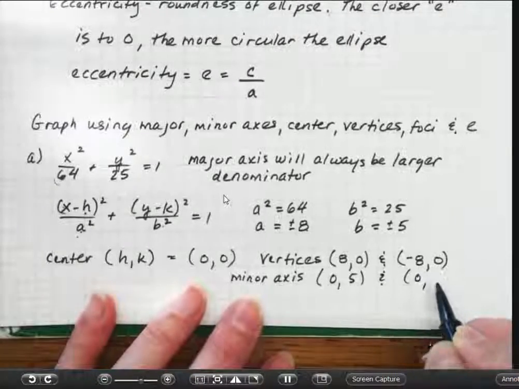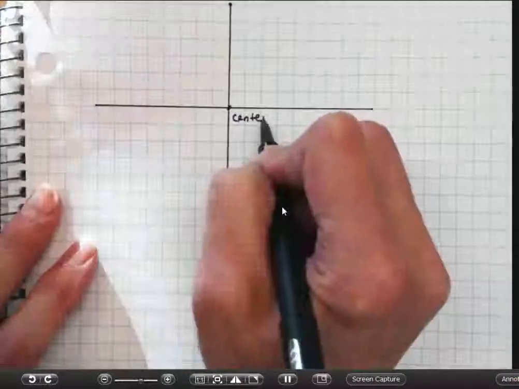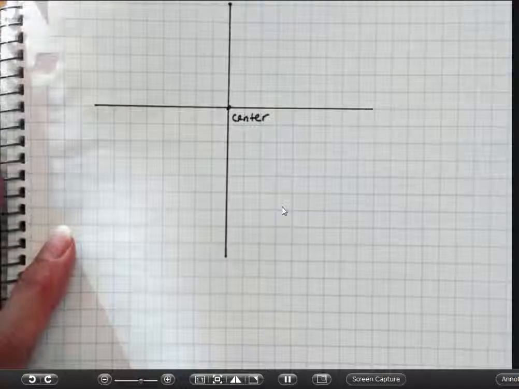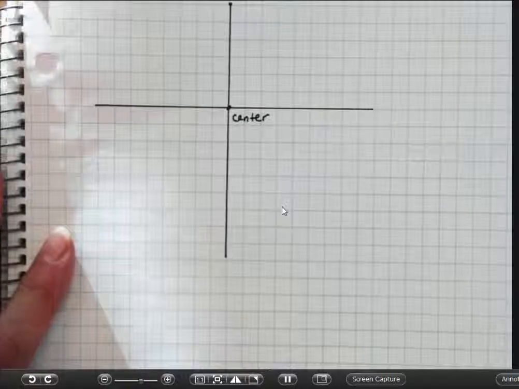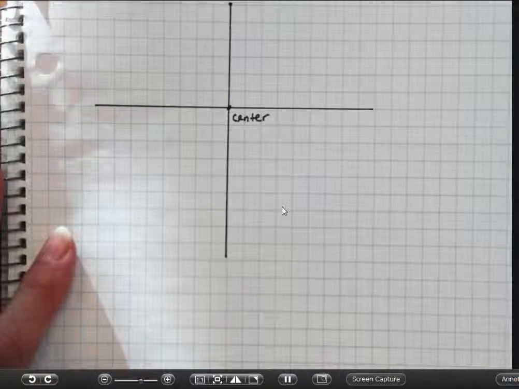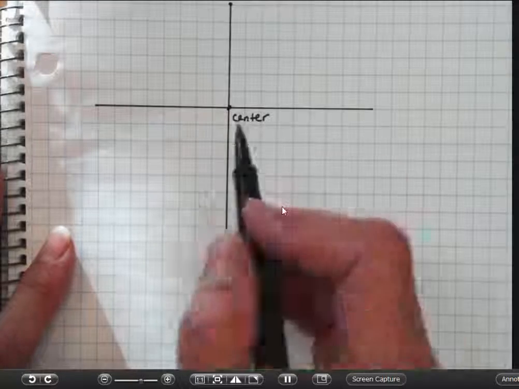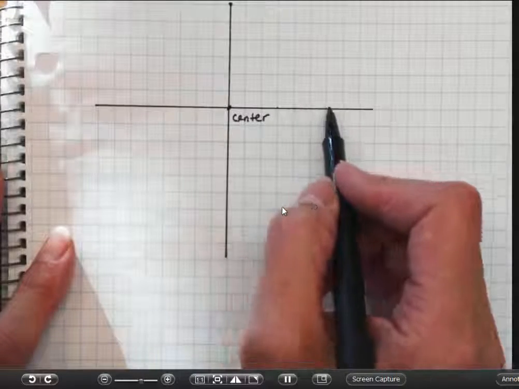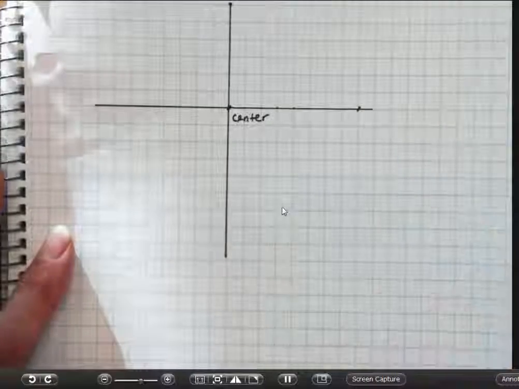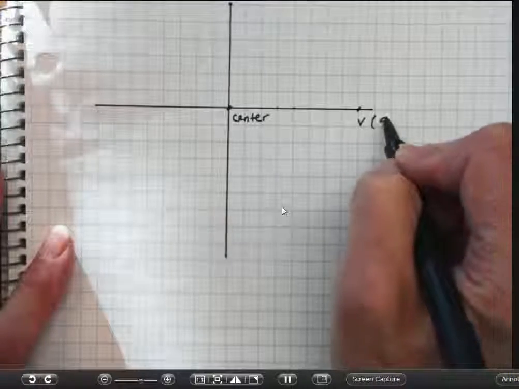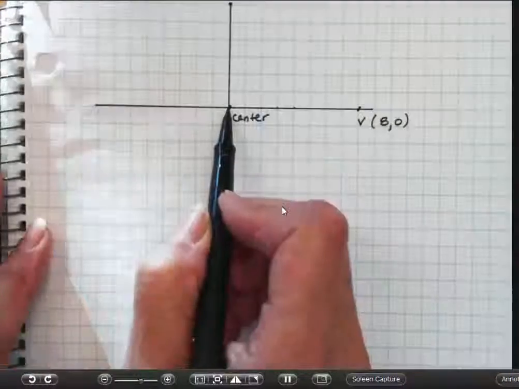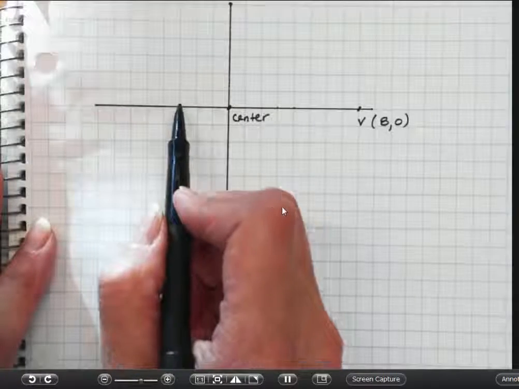Okay, so here's my center, (0, 0), my (h, k). From my center, I'm going to be going in the x direction, a positive 8 and a negative 8. So 1, 2, 3, 4, 5, 6, 7, 8. So this is one vertex. This is my vertex (8, 0). I'm going to be going in the negative direction, 8. 1, 2, 3, 4, 5, 6, 7, 8.